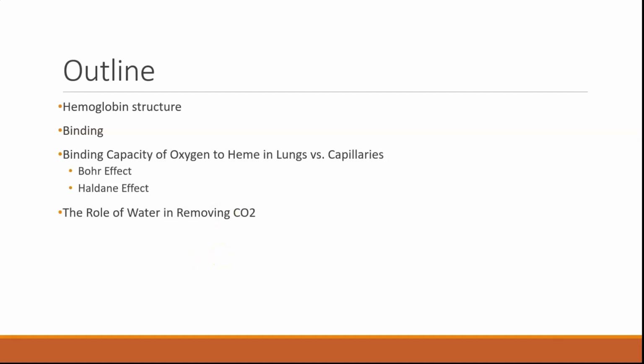And then we'll touch on a couple of components and some things that affect the affinity of the binding of oxygen to hemoglobin and how that differs in comparison to the lungs and the capillaries. And then we'll touch on how water plays a role in ridding the body of carbon dioxide ultimately.